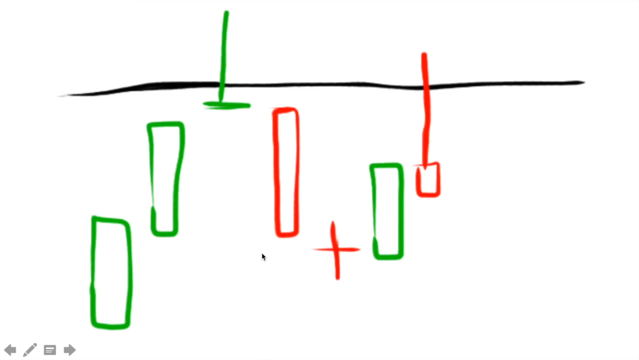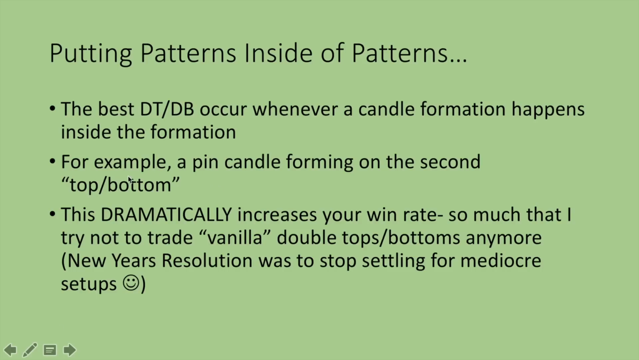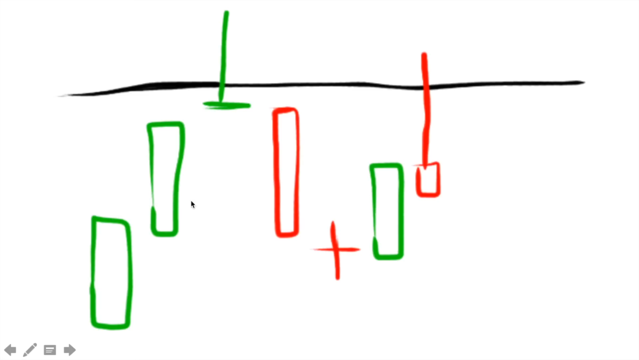So, an example of this, right? As I said in this last slide in the second bullet point, if you see a pin candle forming at the second top, say we saw a double top formation. If you saw this setup, right, that is a fantastic setup. I mean, I cannot stress to you enough. If you ever see this setup at a major support or resistance zone, take it immediately, right?